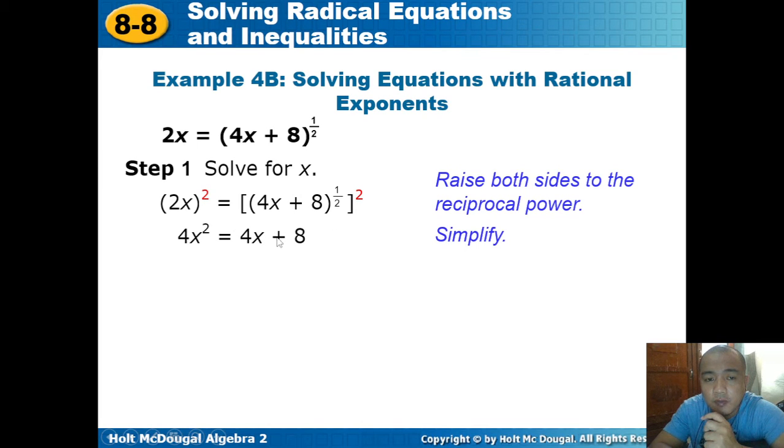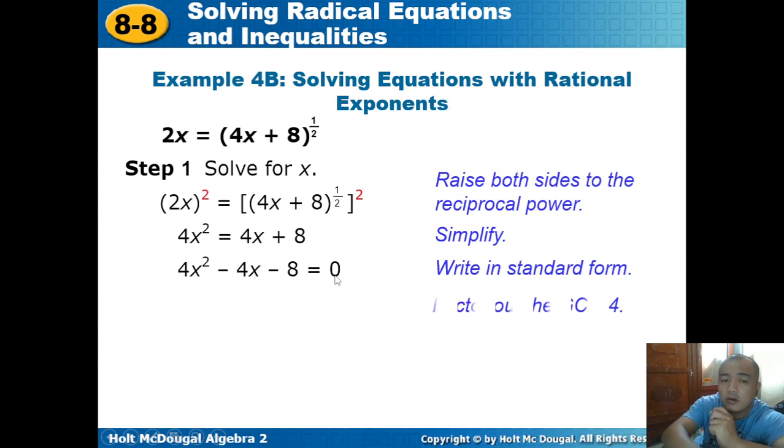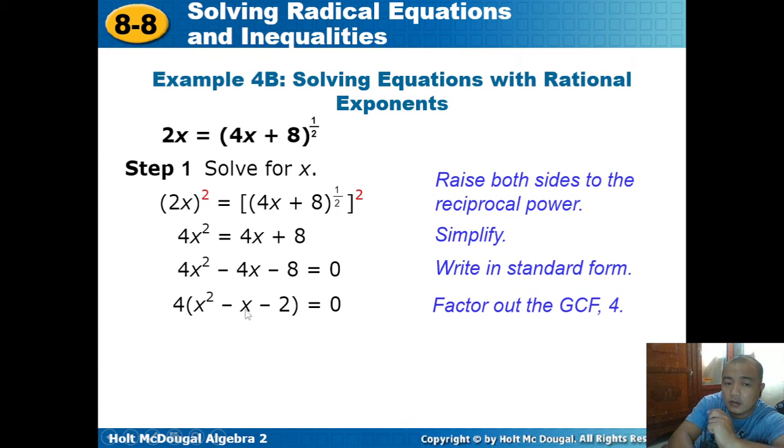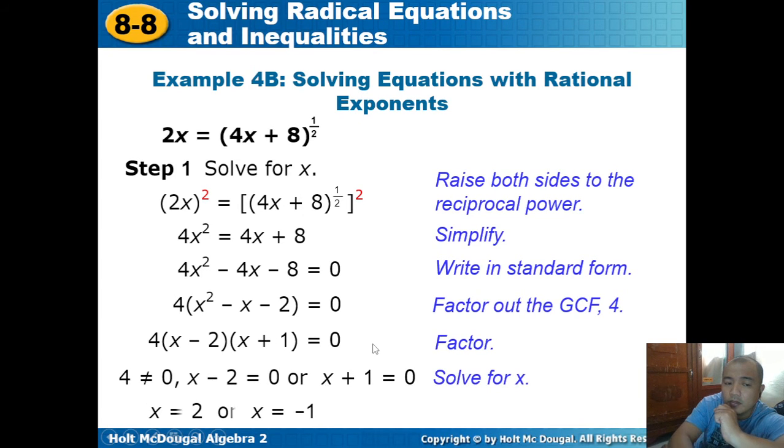(2x) squared equals 4x plus 8. Then write in standard form: 4x squared minus 4x minus 8, and factor out the common factor 4. 4 times the quantity x squared minus x minus 2 equals 0. Let's factor: 4 times the quantity x minus 2 times the quantity x plus 1 equals 0. Solve for x. 4 is not equal to 0, so that will not be included. x equals 2, x equals negative 1 are the solutions.